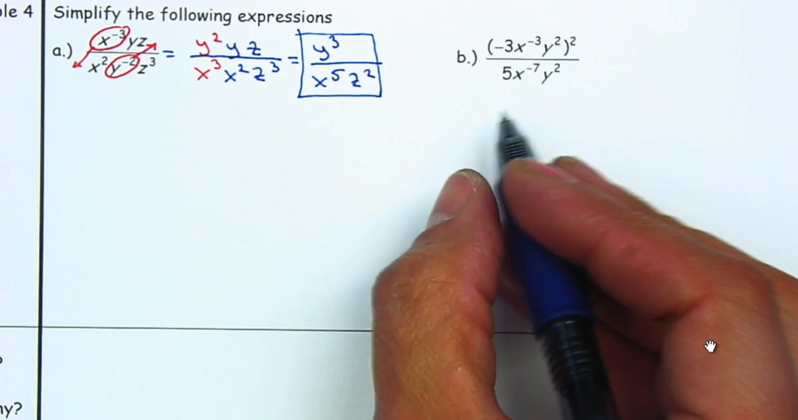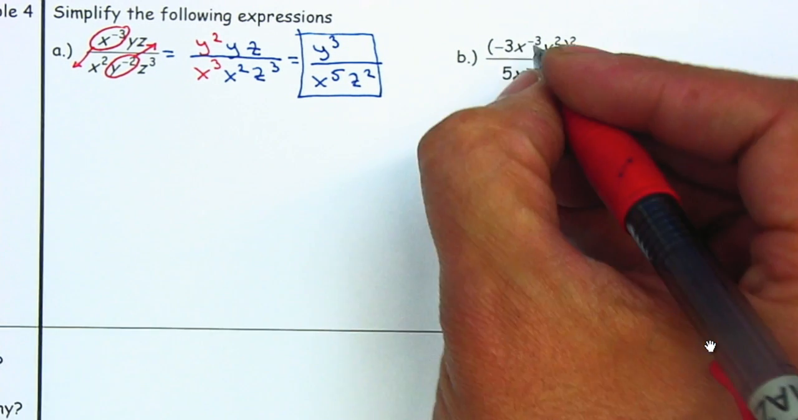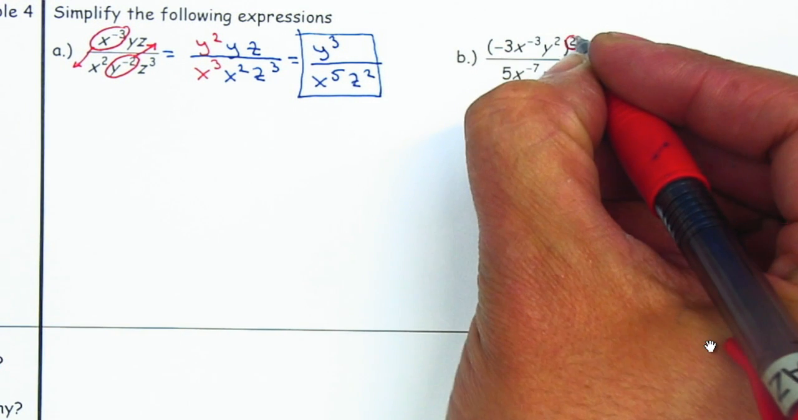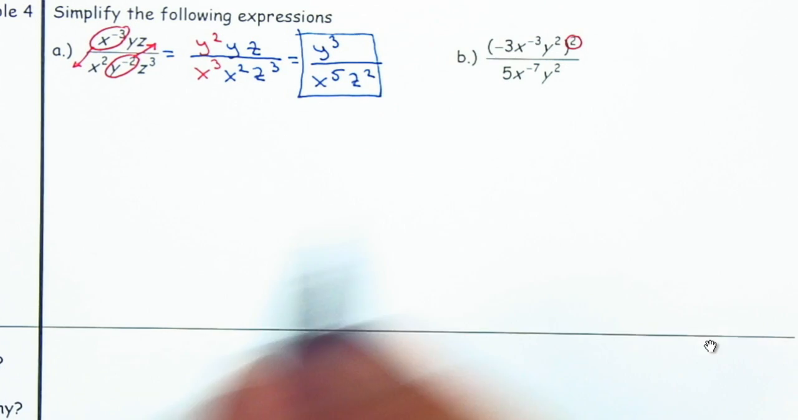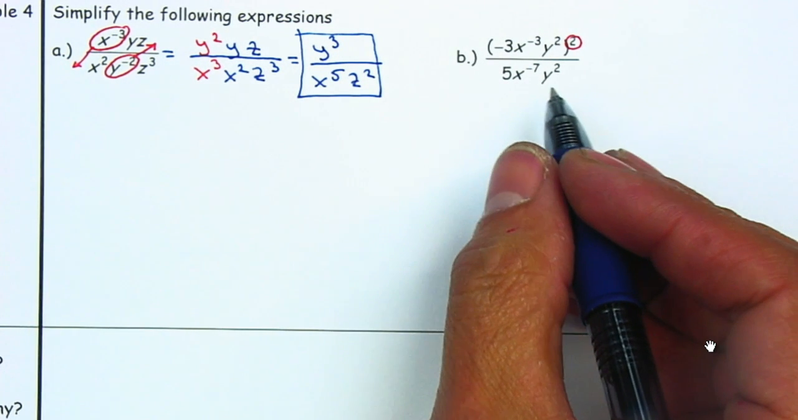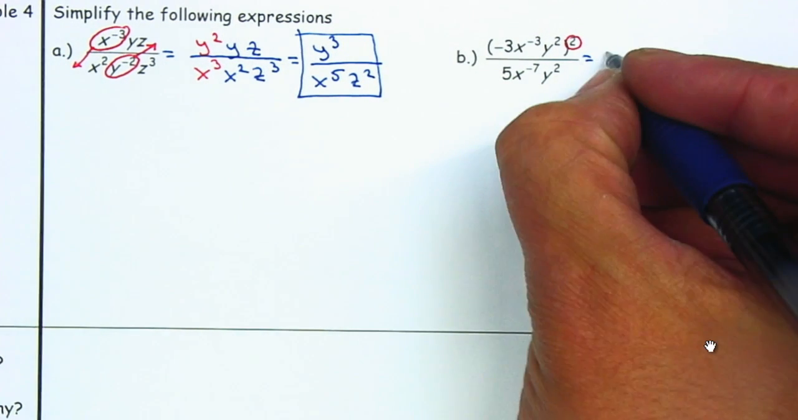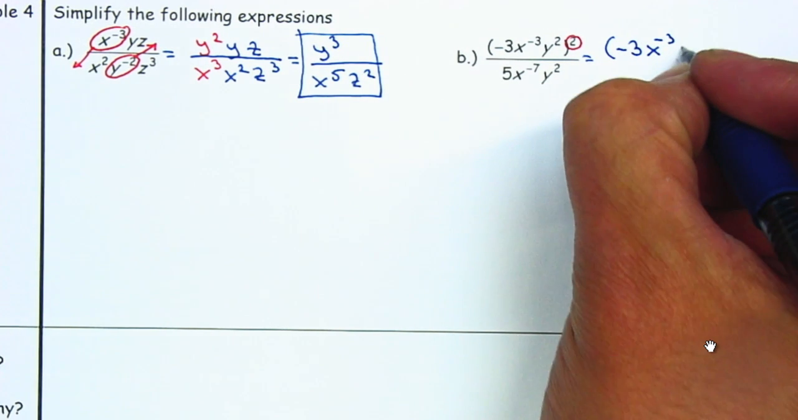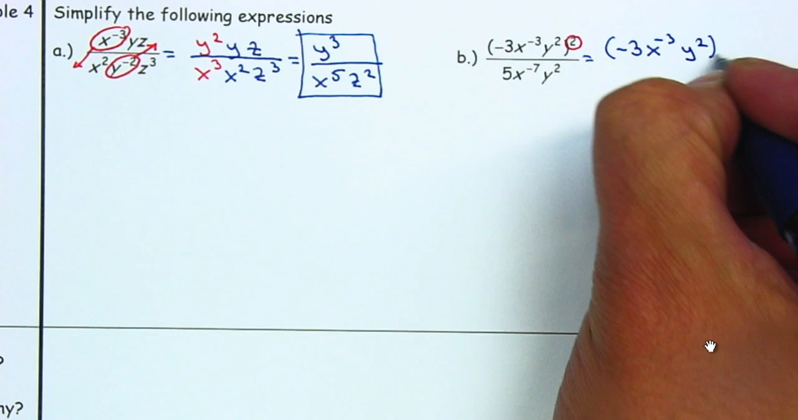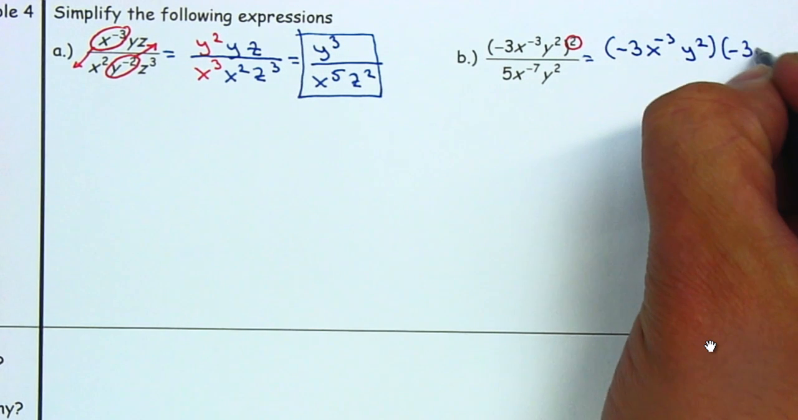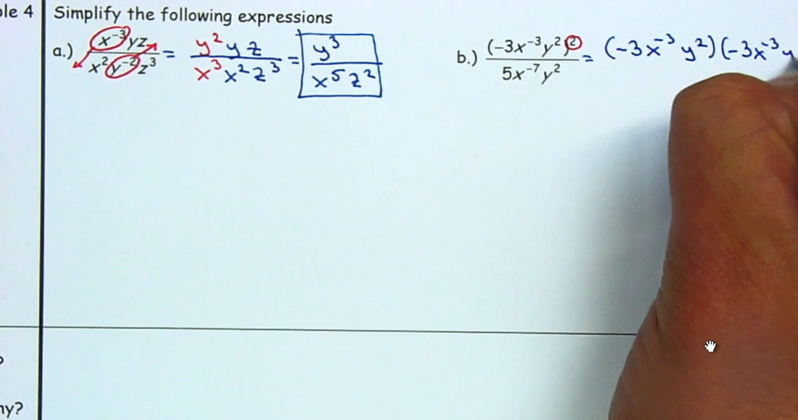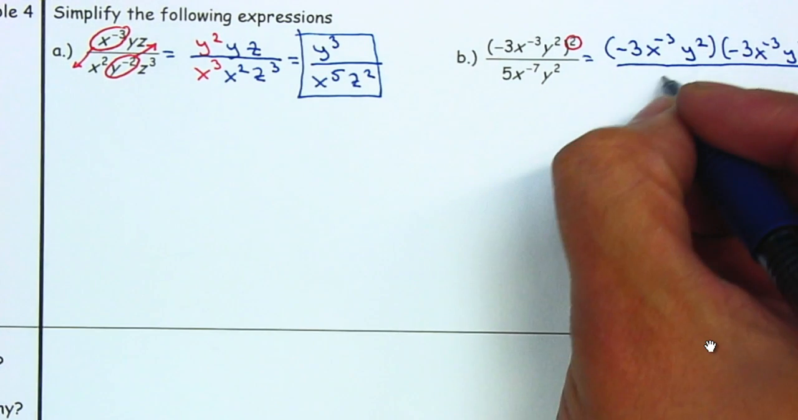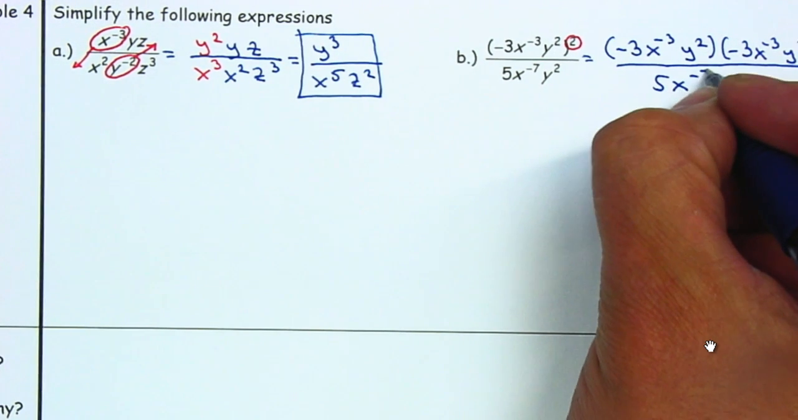For letter B, we cannot switch the x to the negative 3 to the bottom because we have to square first. Remember, if the exponent's outside the parenthesis, we must rewrite it twice. So you have negative 3, x to the negative 3, y squared once, negative 3, x to the negative 3, y squared twice. The denominator will stay the same.